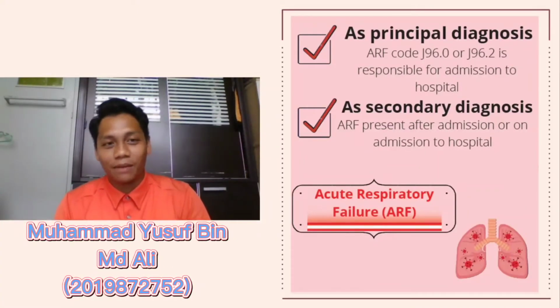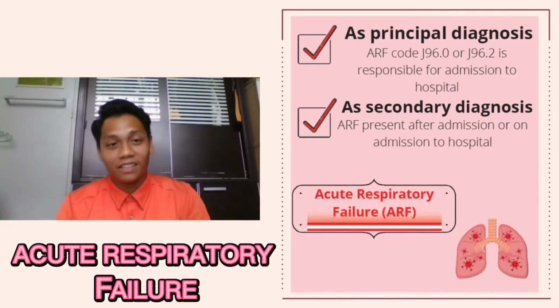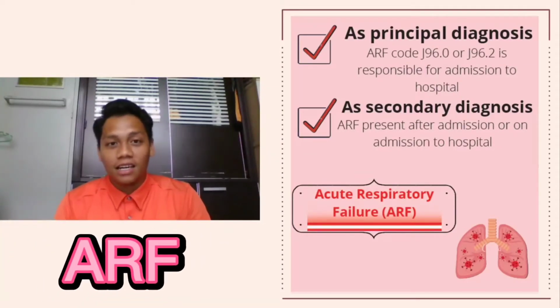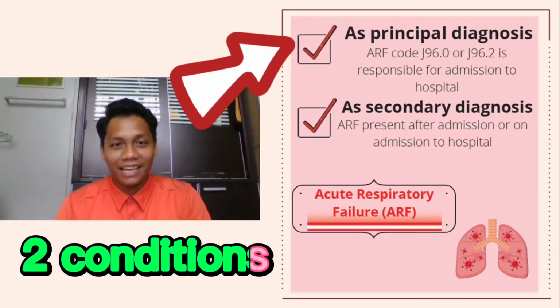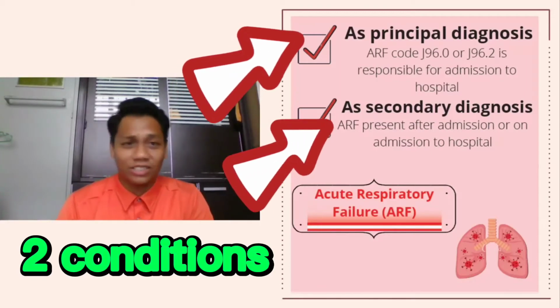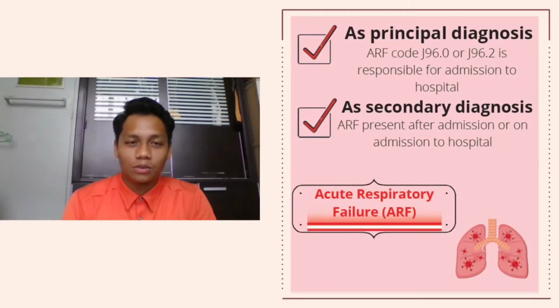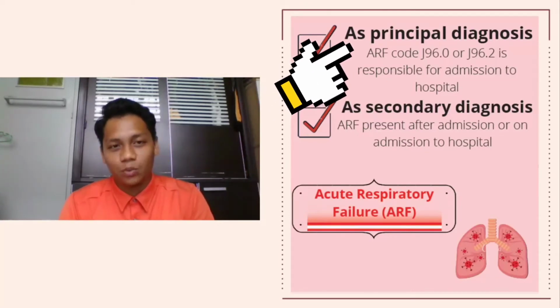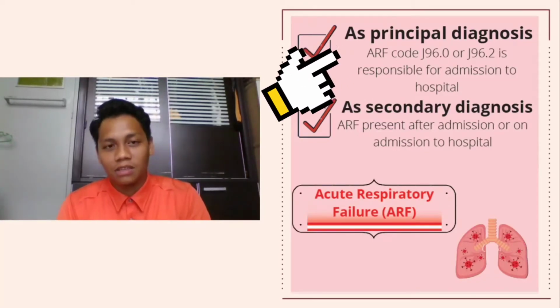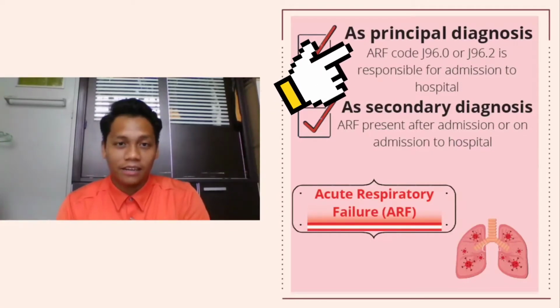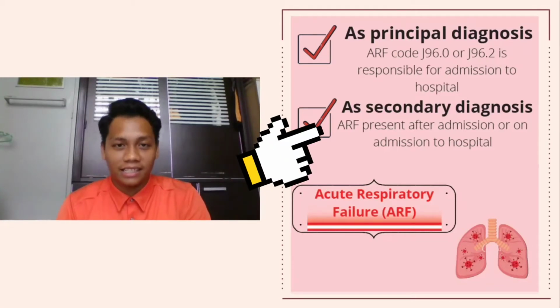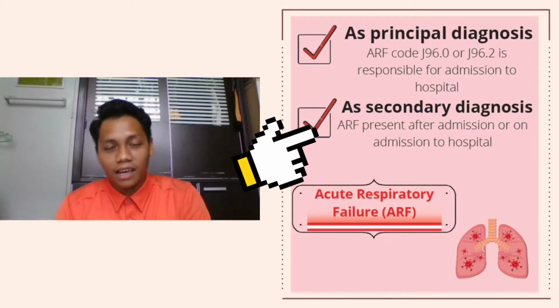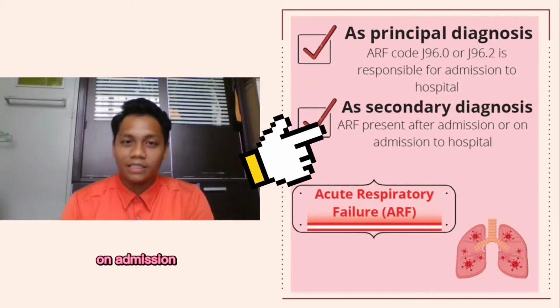So I'm going to present about acute respiratory failure, or in short ARF. ARF has two conditions, which is it acts as principal diagnosis and secondary diagnosis. For it to be coded as principal diagnosis is when ARF is responsible for admission to the hospital, and meanwhile for it to be coded as secondary diagnosis is when ARF is present after the admission or on the admission to the hospital.